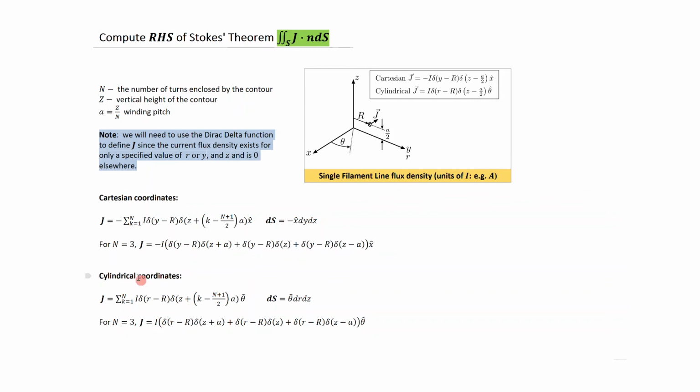For cylindrical coordinates, the difference is only that we're now dealing with an area vector which is theta hat dr dz, and the current flux density is in the direction of theta hat. Again, if you put n equals 3 in here, which is summing over 3 elements, we end up with this expression for current flux density in the event that we decide to model things in terms of cylindrical coordinates.